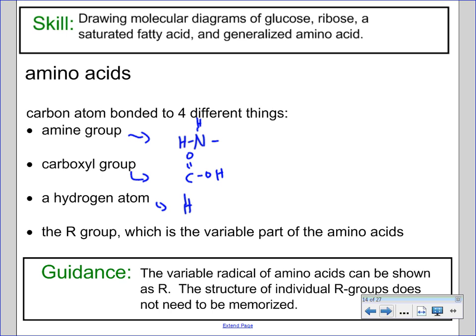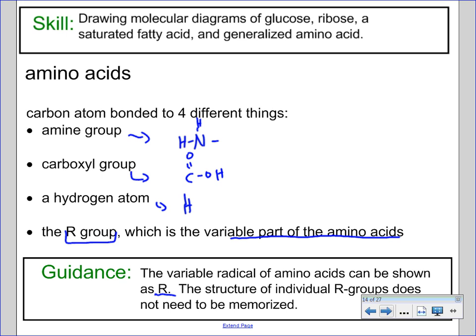And then the 4th thing that's bonded to that carbon in an amino acid is what's referred to as an R group, which is the variable part of the amino acid. It's what determines which amino acid we are dealing with. So there are 20 common amino acids, so there are 20 different R groups. We are not expected to know those R groups. They do not have to be memorized. So we'll just include an R to represent that variable portion of the structure.